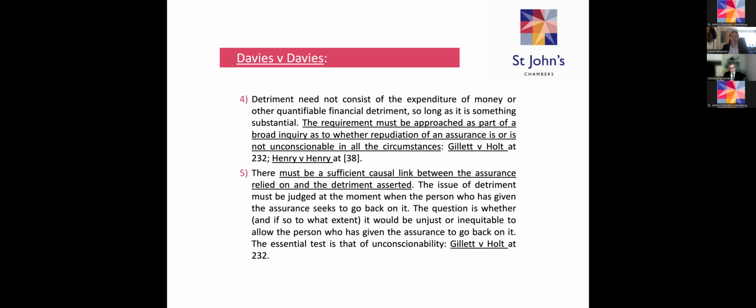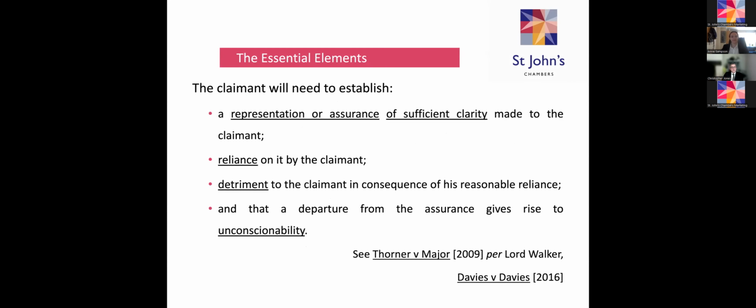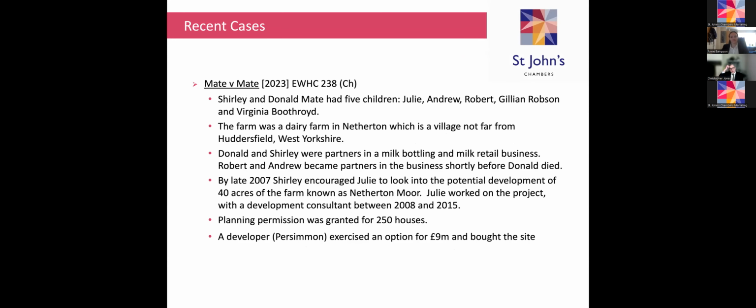Now, there needs to be a sufficient causal link between the assurance relied on and the detriment suffered. They can't be completely unconnected. It needs to be detriment suffered in reliance upon that assurance, so something that they wouldn't otherwise have done had the assurance not been made. So those are the core ingredients to getting your estoppel claim off the ground. So let's move on to look at two recent cases of proprietary estoppel decided earlier this year.